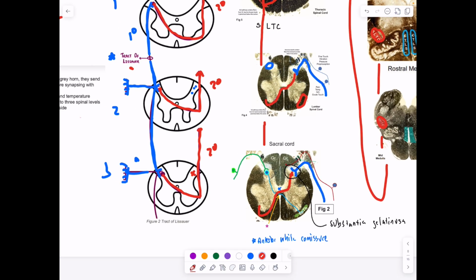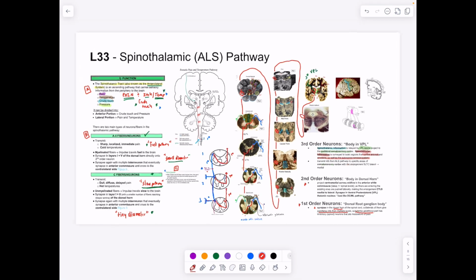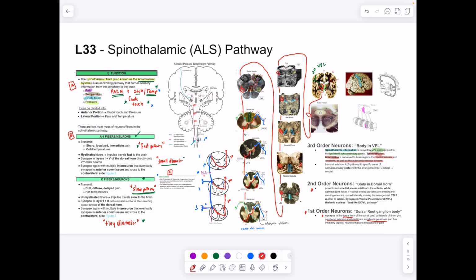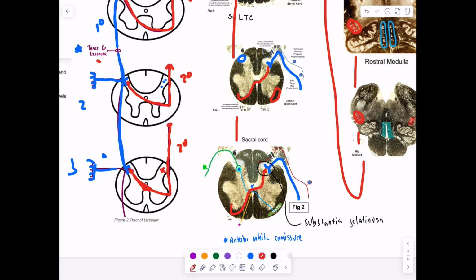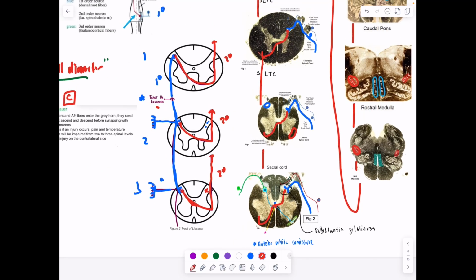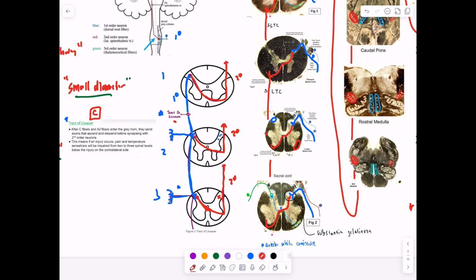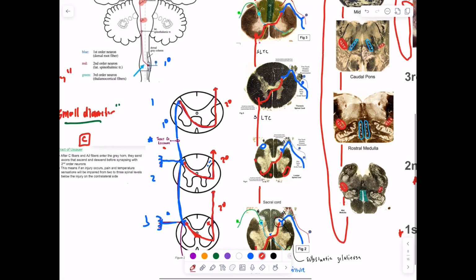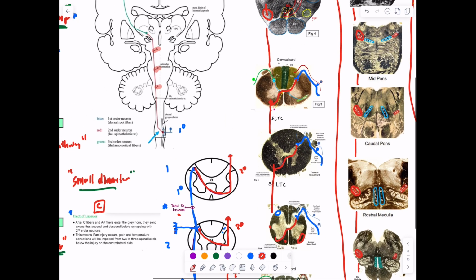Okay, so second order neuron here, it's going to cross across the anterior white commissure, which we can see here. Okay, and then it's going to ascend in the spinothalamic tract, which we know is in the lateral funiculi and the anterior funiculi right there. All right, so up we go. And you can see that here.